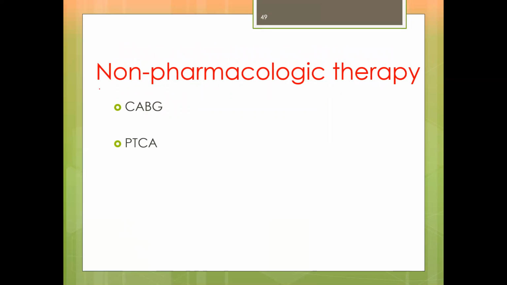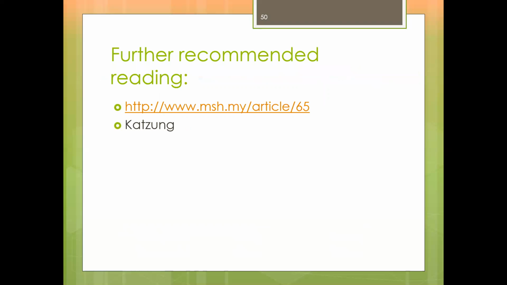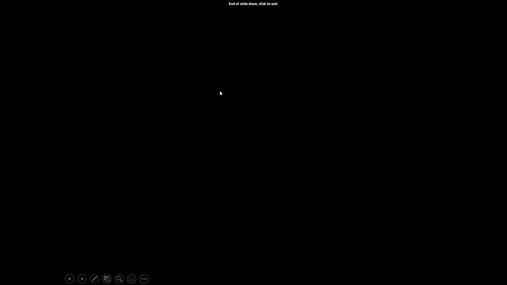Then we have the non-pharmacologic therapy of angina pectoris. This will not be tested in the exam for this subject. As shown in the earlier slides, we have coronary artery bypass grafting, and then angioplasty, whereby you insert a catheter. I think that's all for the angina pectoris mini lecture.